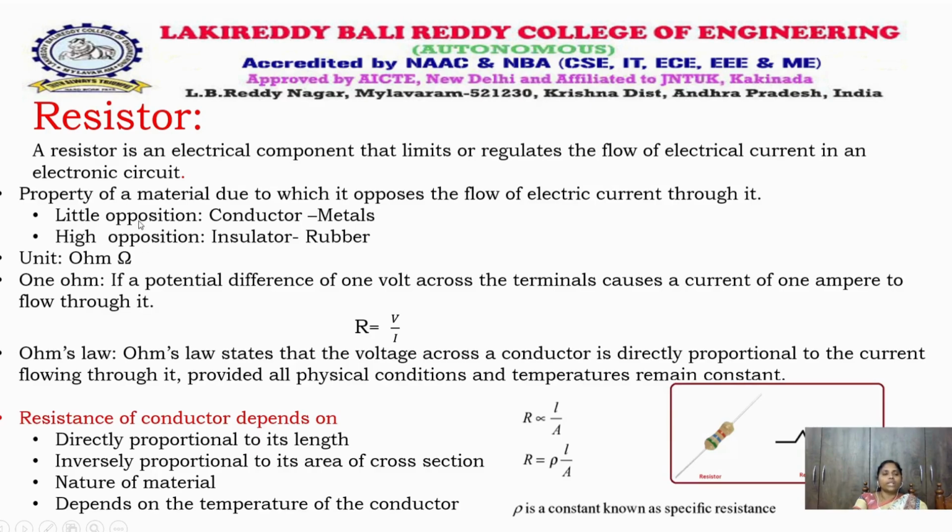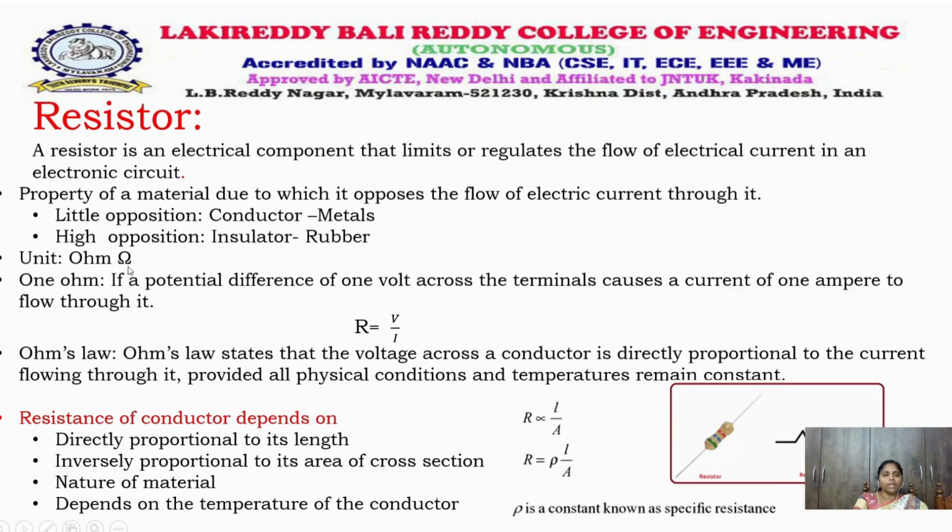If there is only a little opposition or no opposition, then that material is called a conductor. An example of a conductor is metal. If there is high opposition, it allows very little or no current to flow through it. That type of material is known as an insulator. An example is rubber. Resistance is the property of the material, and the unit for it is ohms.